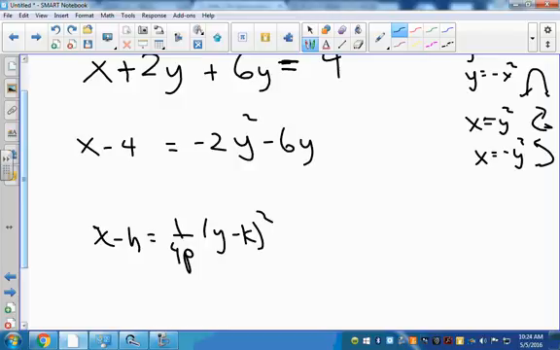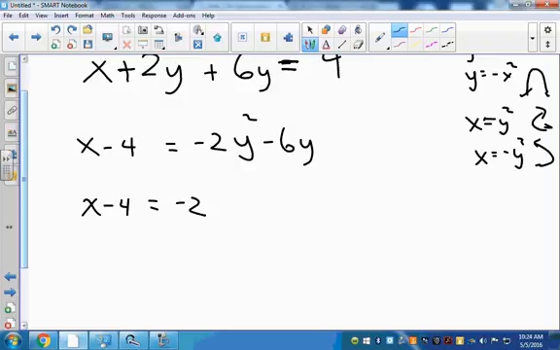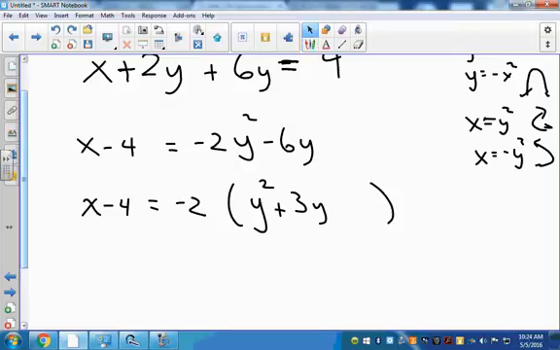Okay, so what I'm going to do on the right side here is go ahead and factor out that negative 2. X minus 4, negative 2 times y squared plus 3y, leave a gap. I'm trying to complete the square, so I better have a square term. So now I have to complete the square. What goes in the gap? Anybody? 9/4 goes in the gap, right? 9/4. Now, how did that happen? You took half of this, which is 3 halves, you square it, which is 9/4.